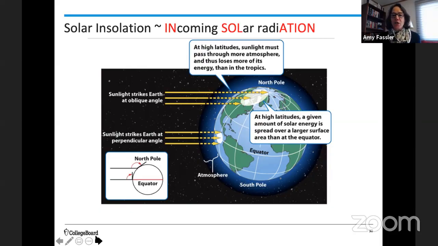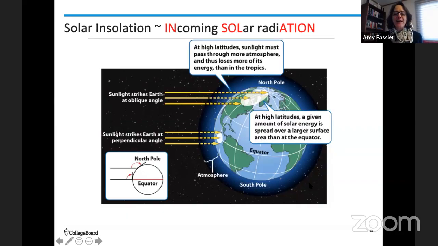If we always have the surface of the earth heating an air mass, and that air mass rising and letting go of its moisture, and we create those patterns or bands, why don't we just have the same pattern or band all over the planet? And that's where we need to review this concept of solar insolation.